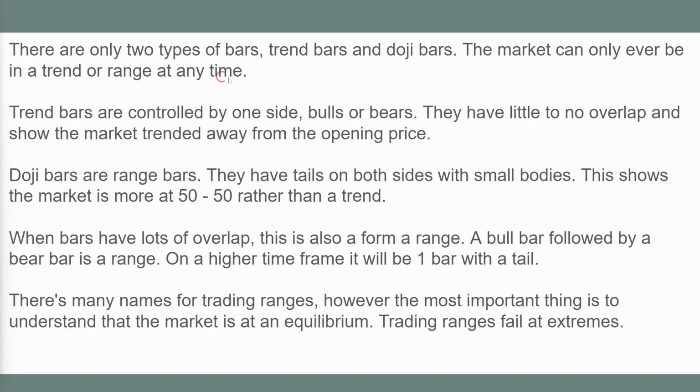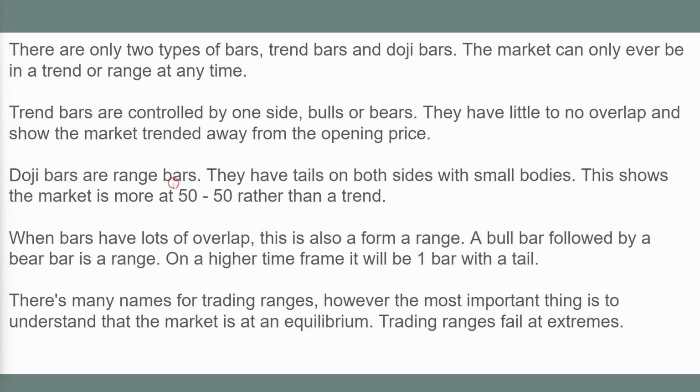There are only two types of bars, trend bars and doji bars. The market can only ever be in a trend or range at any time. Trend bars are controlled by one side, bulls or bears. They have little to no overlap and show the market trended away from the opening price.